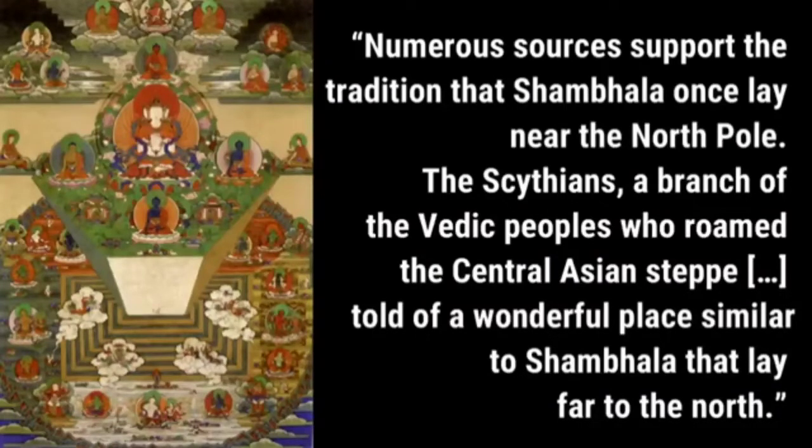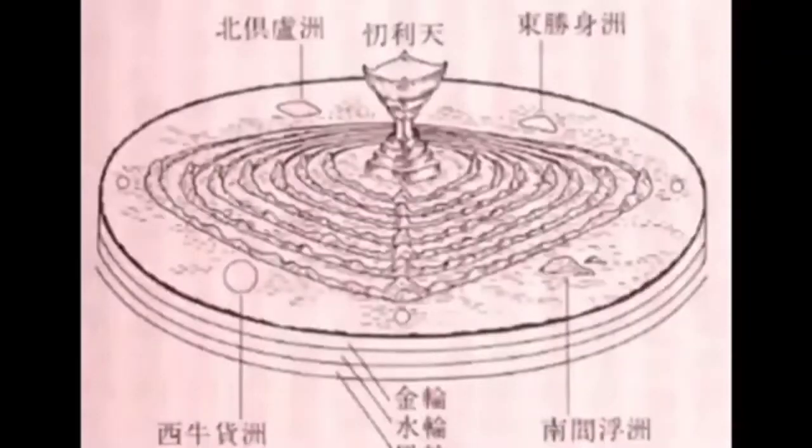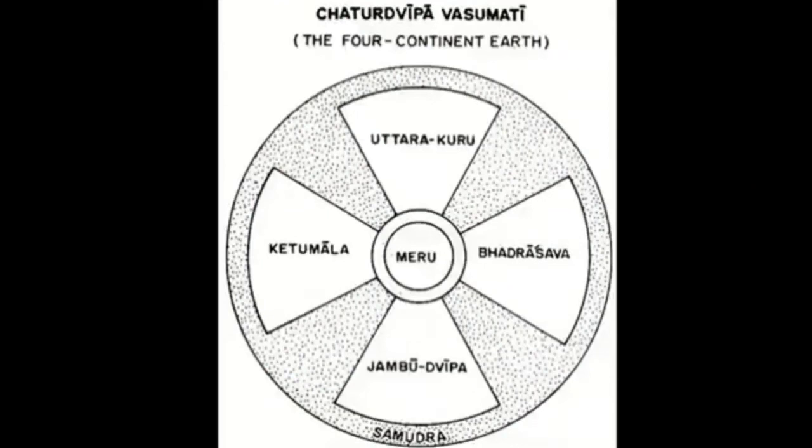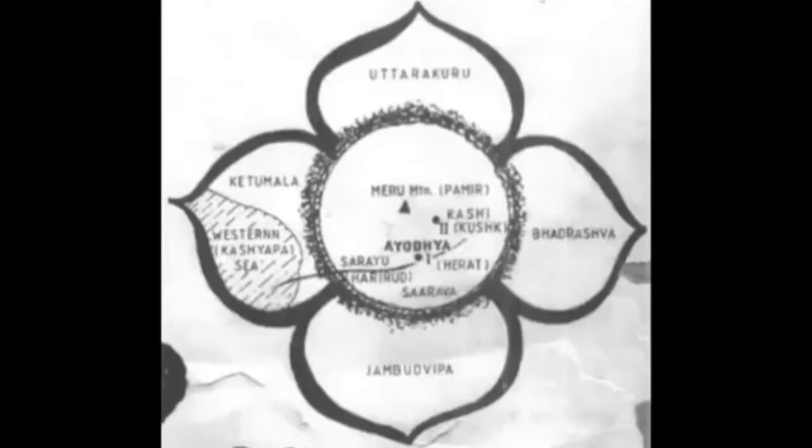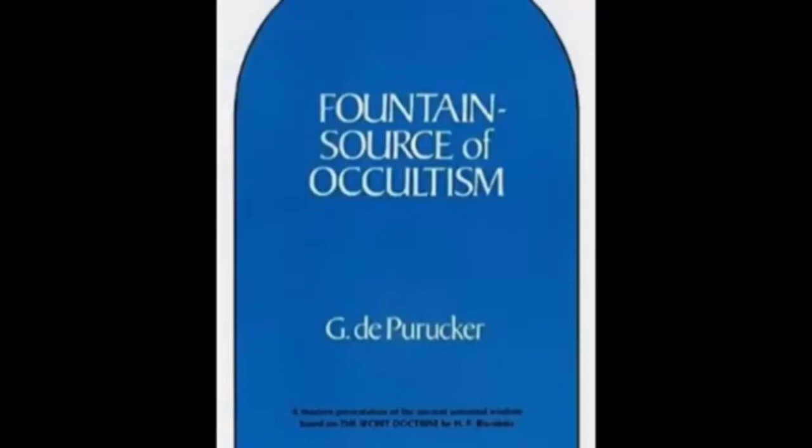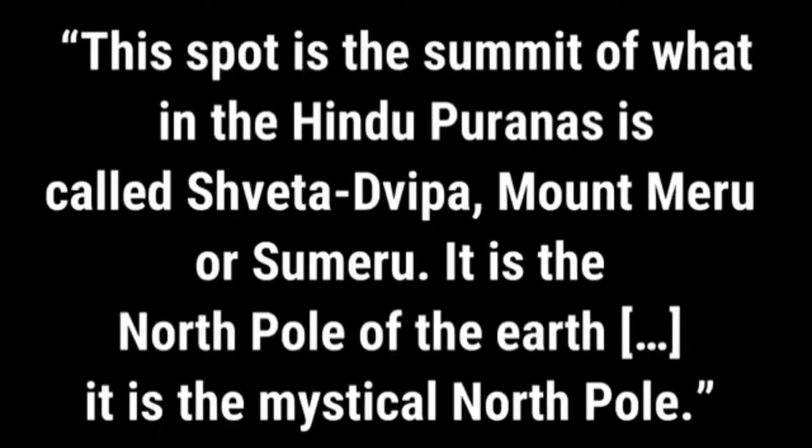The Scythians, a branch of the Vedic peoples who roamed the Central Asian steppe, told of a wonderful place, similar to Shambhala, that lay far to the north. In most Asian cosmology, Mount Meru stands at the center. Look at the cosmological geometry here. Mount Meru at the center with 4 surrounding continent lands. In the fountain source of occultism, Paraka writes, this spot is the summit of what in the Hindu Puranas is called Shvetadvipa, Mount Meru or Sumeru. It is the North Pole of the Earth. It is the mystical North Pole.